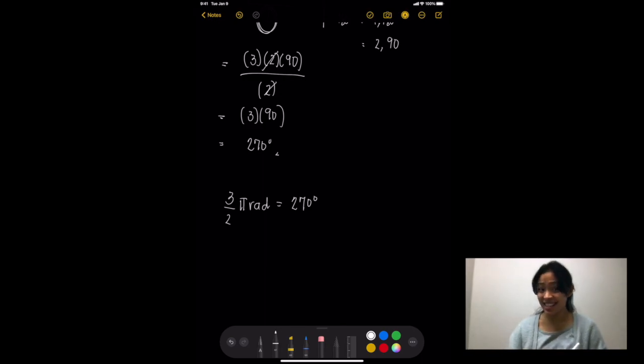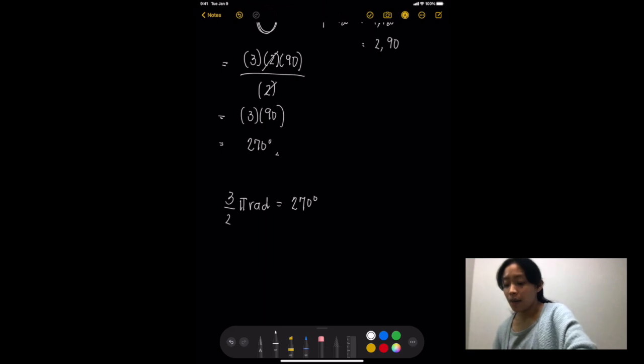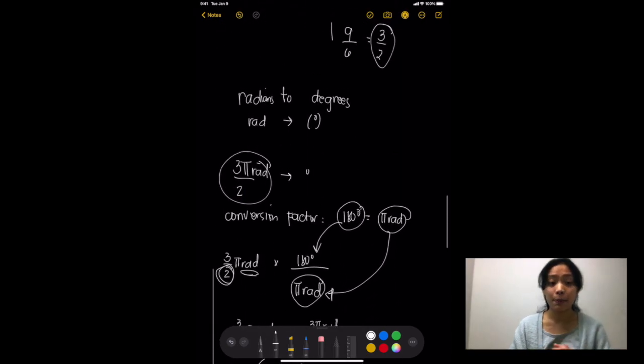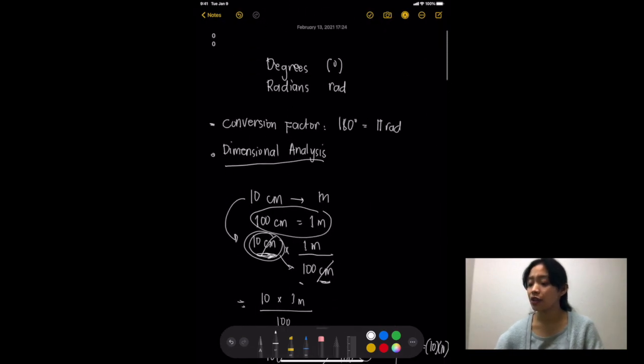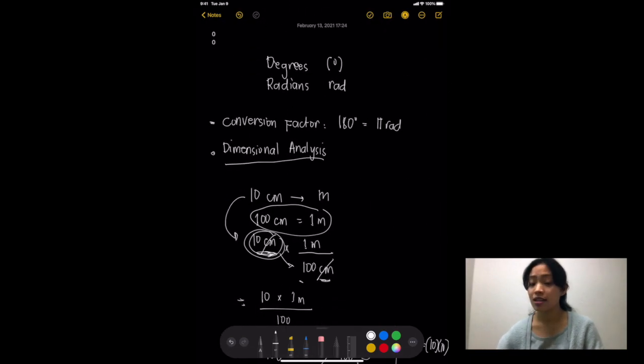Alright? It's easy. So you can just simply practice more on conversion of units, conversion of degrees to radians and radians to degrees using our conversion factor of 180 degrees equals pi radians.